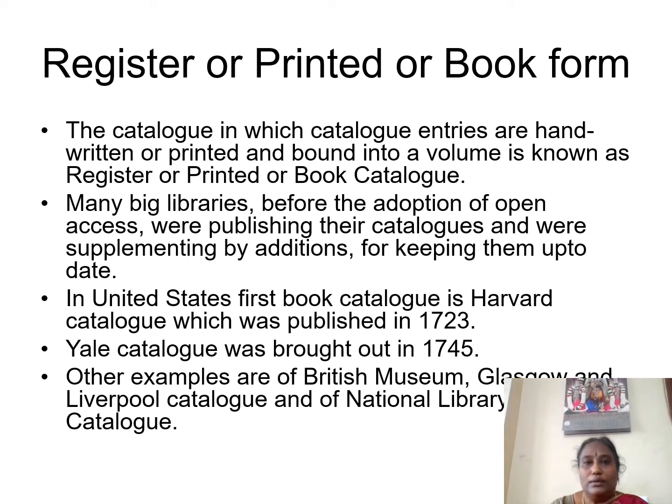These are the examples in the United States. The first book catalog is the Harvard catalog, published in 1723. The second best example is the Yale catalog, and also the British Museum, Liverpool catalog and our National Library catalog used this type of catalog in the closed access system. Now we are using the open access system. Before it, there was the closed access system, and in that system this type of catalog was very famous.